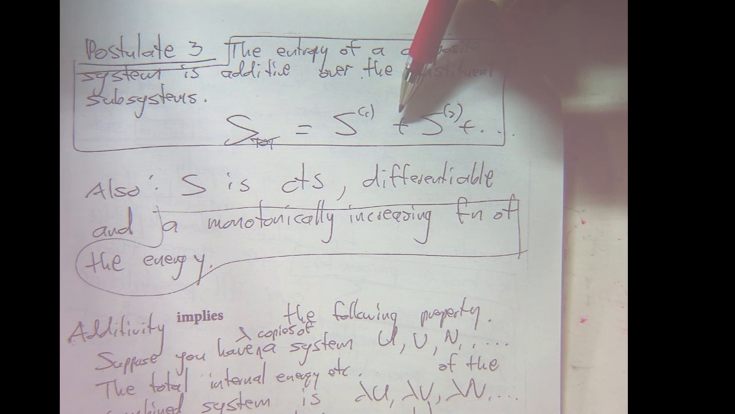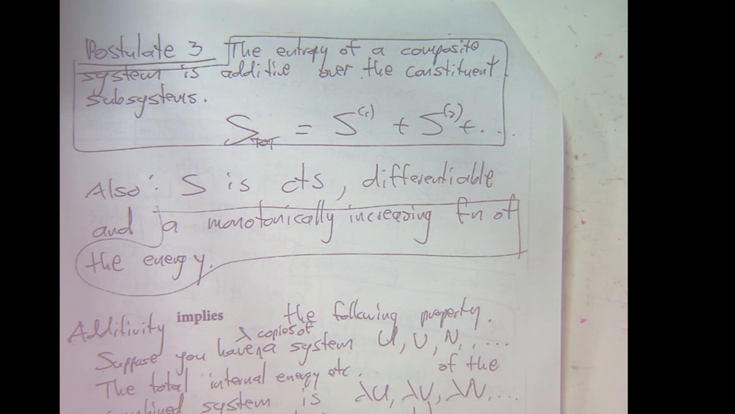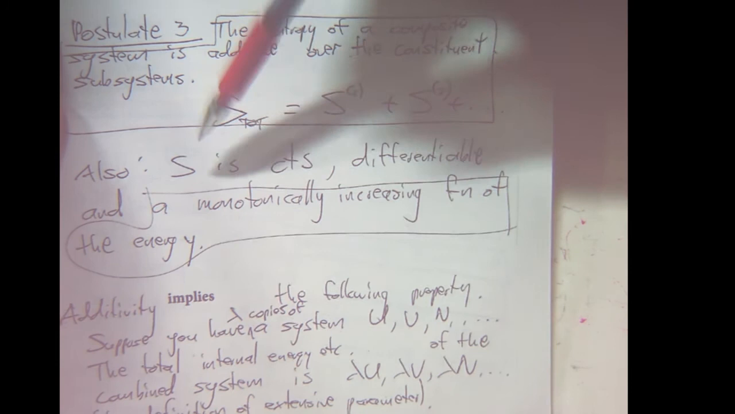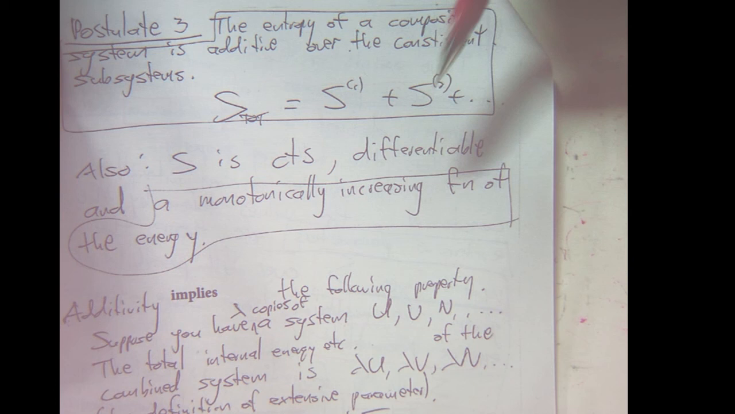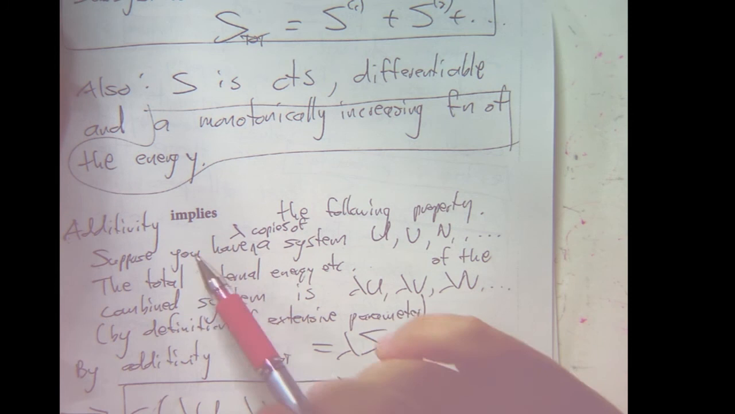What does that mean? Well, for example, a liquid has surface tension, and so some energy is in the surface. If I add two liquid samples together, an internal surface where there were two surface tensions, something disappears. The energy, hopefully, what we want is that surface energy to be small compared to the total energy, so that the contribution of the surface is negligible when you join the systems. Also, the entropy function is continuous, differentiable, and a monotonically increasing function of the energy. We'll get to the use of this in a minute.